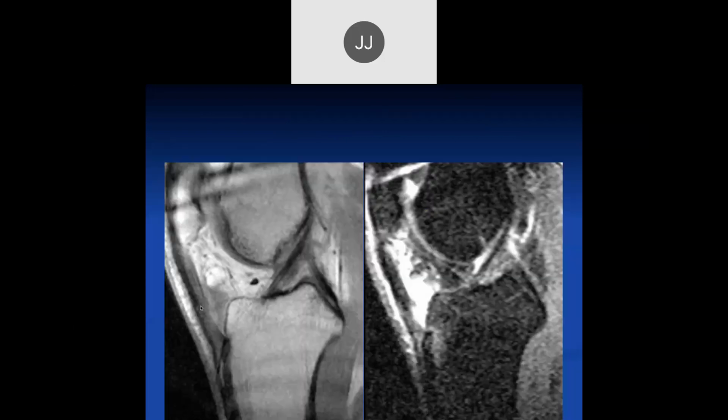Okay. That's your way of calling it, isn't it? Right. The articular surfaces. Yep.